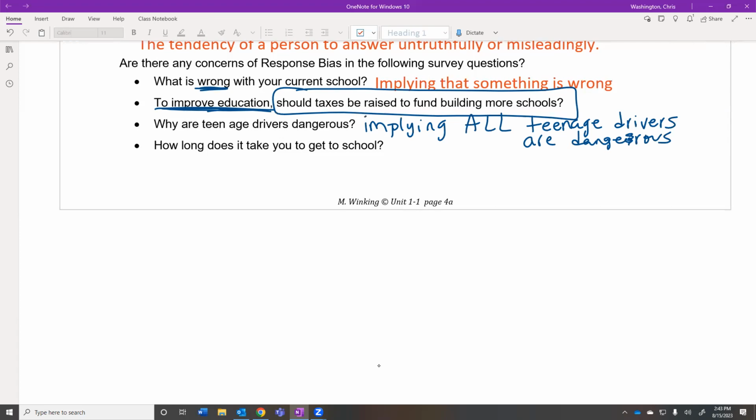But the way this question is worded implies that every single teenage driver is dangerous. When I read that, I think like 16, but teenage is also 19. Those people have been driving for 4 years because they got their permit at 15. If you've been driving for 4 years, I wouldn't call you a new driver at that point. You're probably driving to college by yourself. So that question's worded poorly.